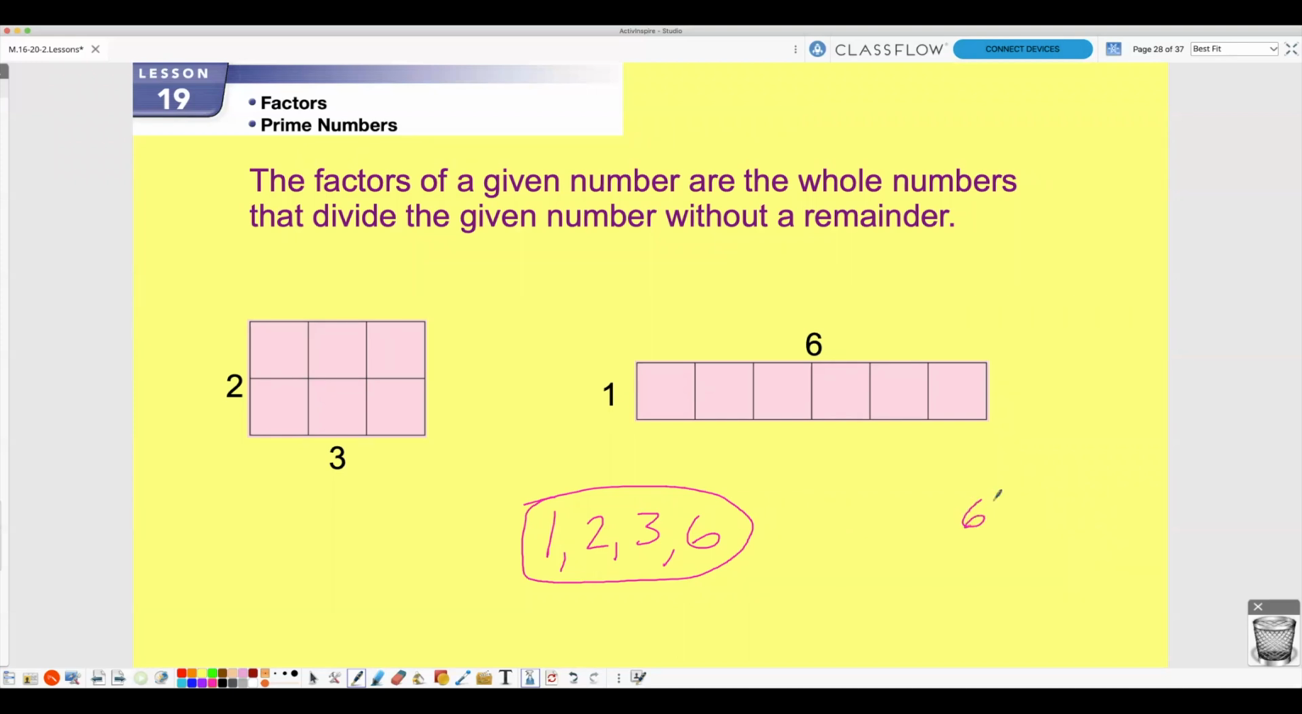If I took 6 divided by 6, I get 1. There's no remainder. 6 times 1 is 6. If I took 6 divided by 2, I'd get 3. If I took 6 divided by 3, I'd get 2. If I took 6 divided by 1, I'd get 6. No remainders in any of those.